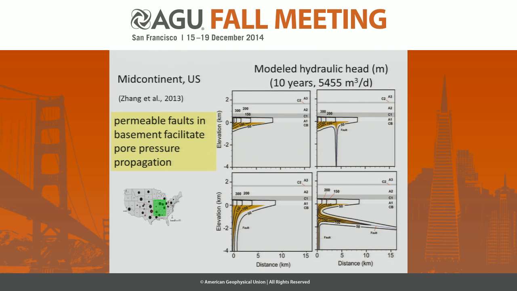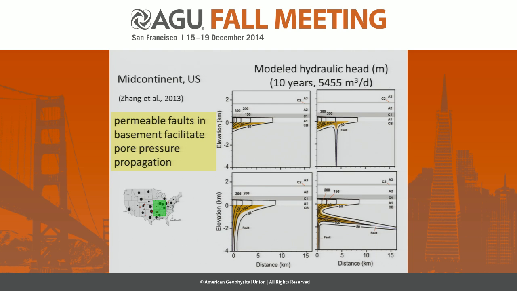So the second example I wanted to mention a little bit, again borrowing a little bit from this study. This is a study by Zhang and Mark Person, and they looked at schematic modeling, using a schematic modeling approach to look at basically middle continent US settings in terms of injection and induced seismicity pattern. There were two things I want to highlight here.